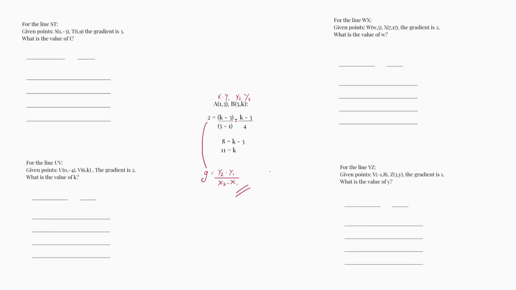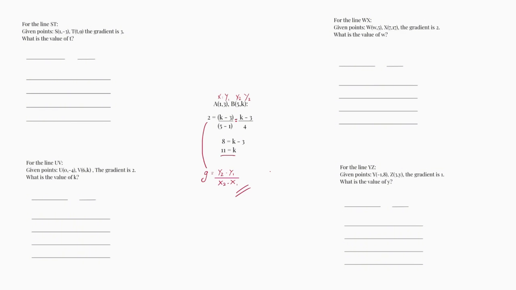Hi guys, this is finding the value of a letter when we're using gradients. Now, it's not finding the gradient of a slope because we've already got that. It's already given to us. So this time we're going to use coordinates to find the value of a letter. So for example, the gradient in this question is 2 and it wants us to find the value of k.